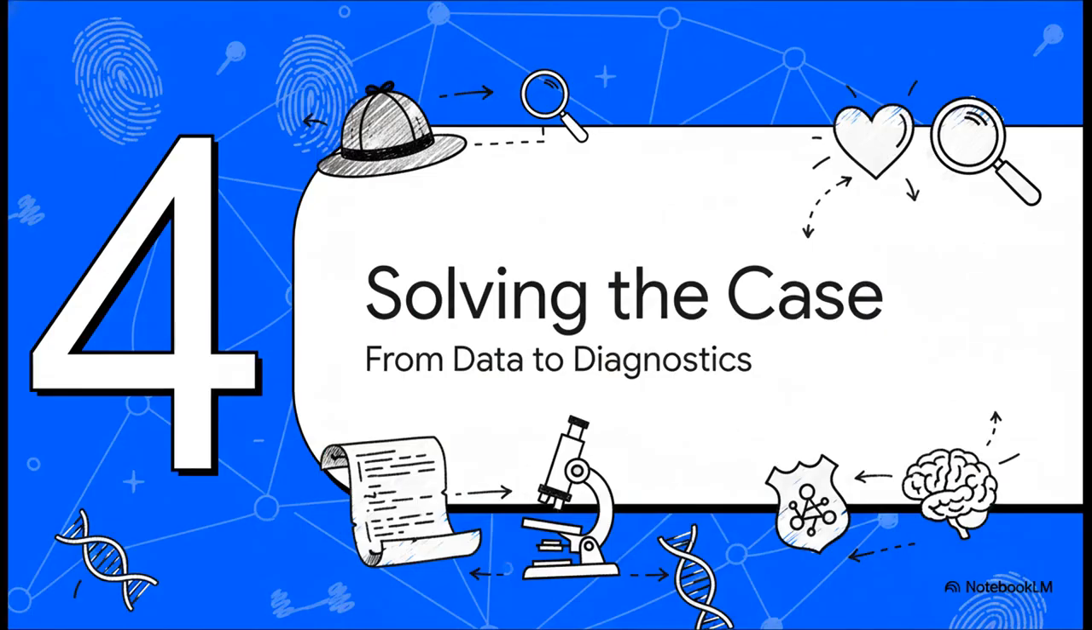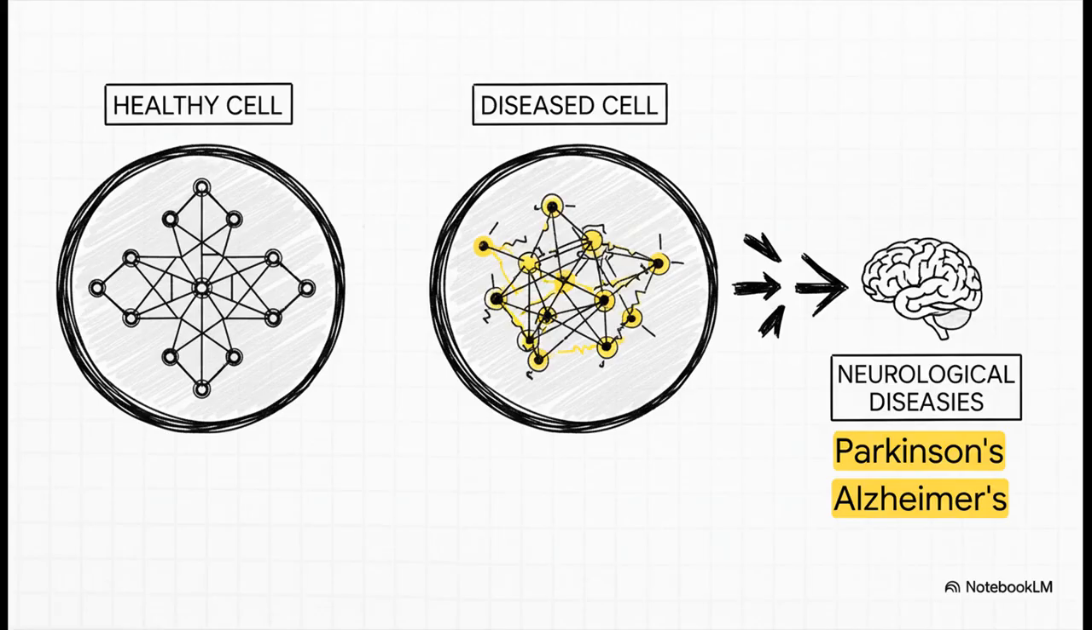Okay, now for the payoff. How does all this digital detective work, all these clues and networks and associations, how does this actually solve a case in the real world? This is where we finally go from just data to actual diagnostics. By combining all these different layers of data, scientists can build these unbelievably detailed profiles. They can literally see which genes are turned on or off in a diseased cell compared to a healthy one. And this lets them link entire networks of genes, not just one single suspect, to really complex diseases like Parkinson's or Alzheimer's. And that opens the door for brand new computational diagnostics and much more targeted treatments.